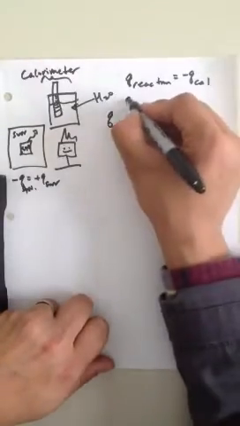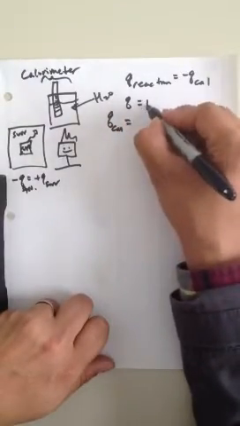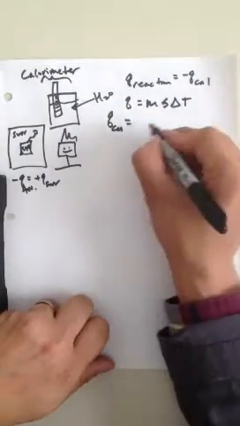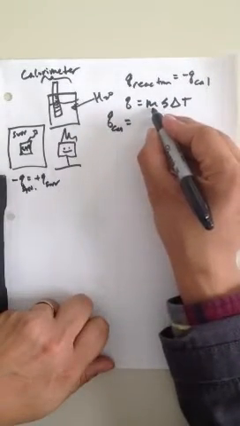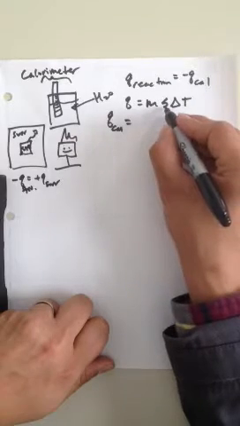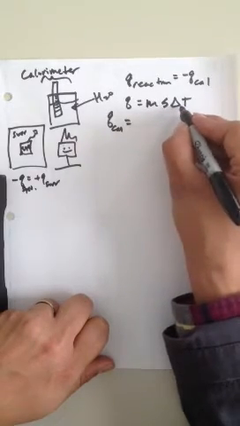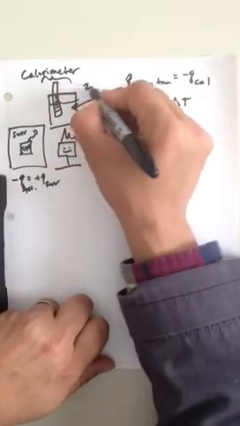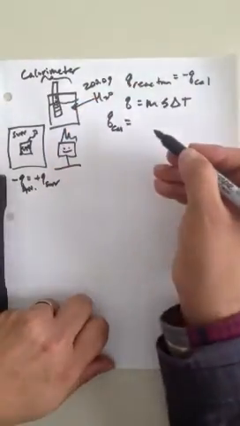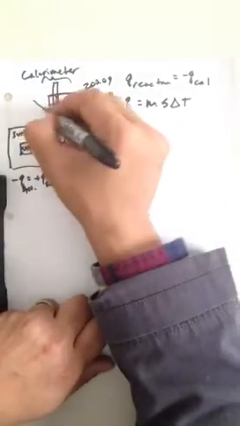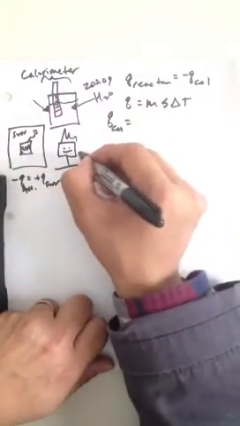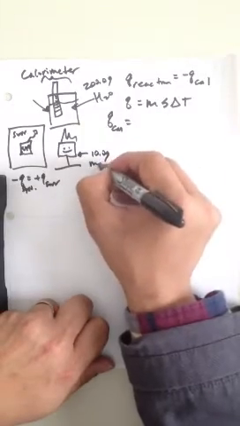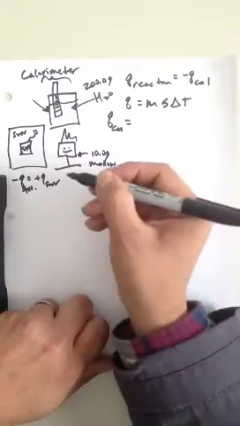The equation for all heat flow is going to be Q equals m s delta T. In this case, remember, m is the mass of the substance, s is the specific heat of the substance, and delta T is the change in temperature. So say we have a calorimeter with 200 grams of H2O, and say we burn 10 grams of marshmallow.